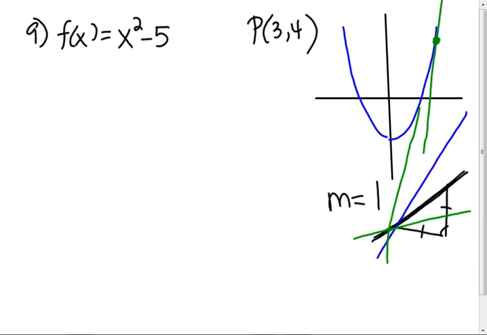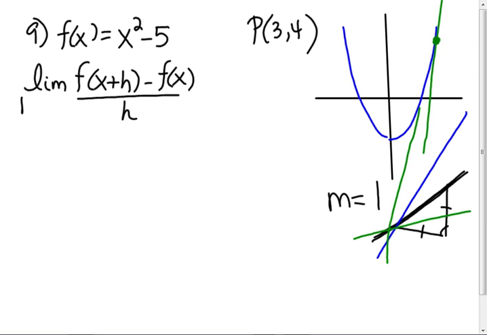Which form of the derivative would you like to do here? First I graphed it. Then it says find the slope. You probably like this one, f of x plus h minus f of x all over h, as h goes to 0.